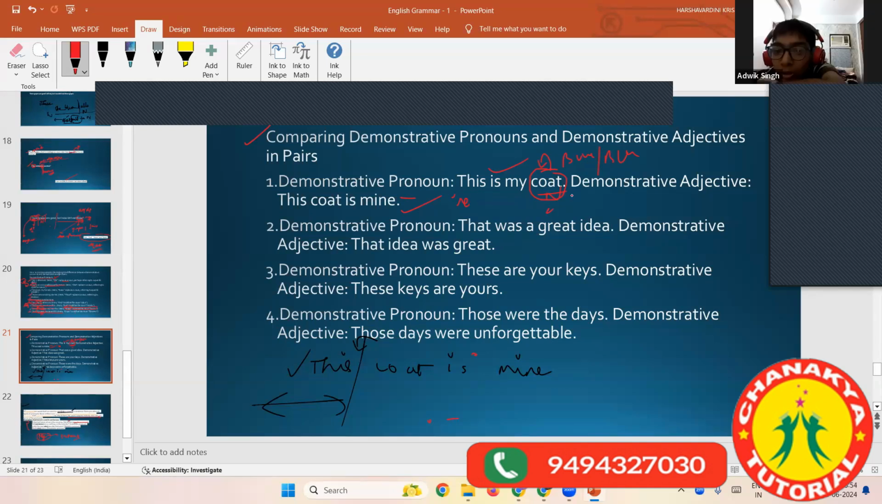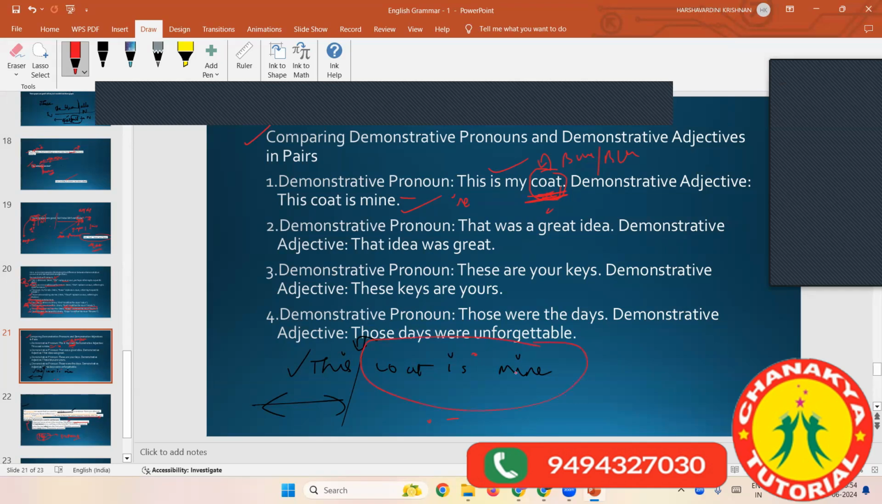Right? Yes, ma'am. I'm telling the coat, commonly we are telling the coat. That's all. Here in this sentence, this coat is mine. This means I know the coat is mine, but not all coats are mine. Only this coat is mine. But in this sentence, if you say this is my coat, I am directly telling that this is my coat.